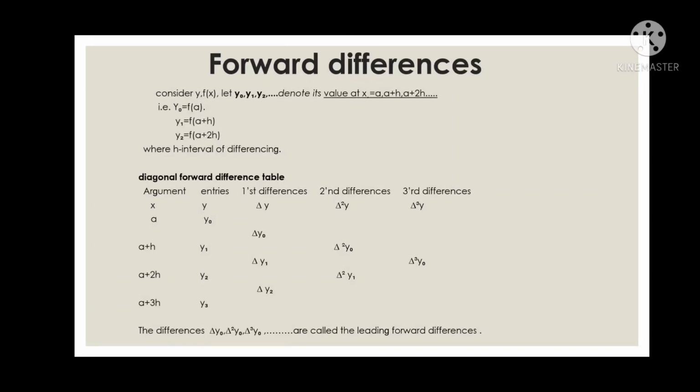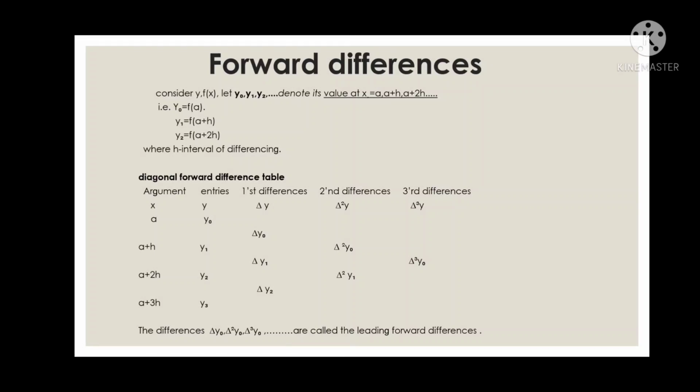The next differences, that is the third forward differences, generally represented by delta cube y, are the differences of the second differences. So here in this table, the third difference is delta square y1 minus delta square y0 is equal to delta cube y0. We should note that the lowest suffix is given along with the difference notation. Delta cube y0 is delta square y1 minus delta square y0. The lowest suffix of the difference is given. This table is called the diagonal forward difference table.